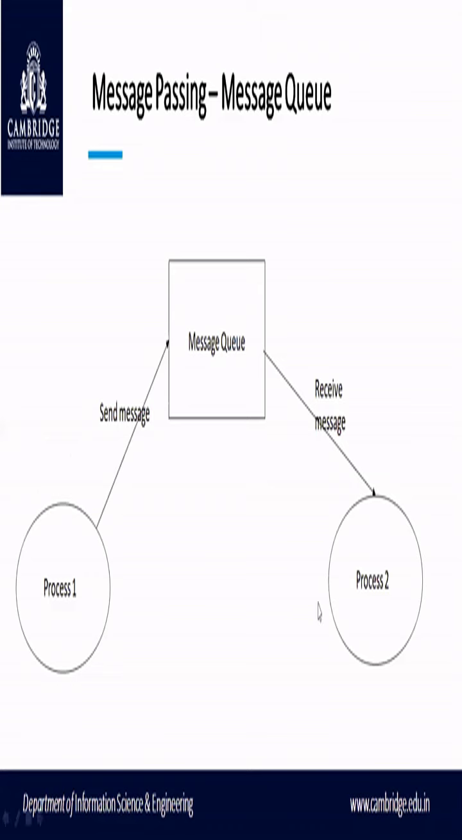So this is a message queue. You can assume this is a message queue, which is nothing but a first in, first out kind of queue you have created. So this is process 1 and process 2. Process 1 wants to send some message to process 2 through this message queue.